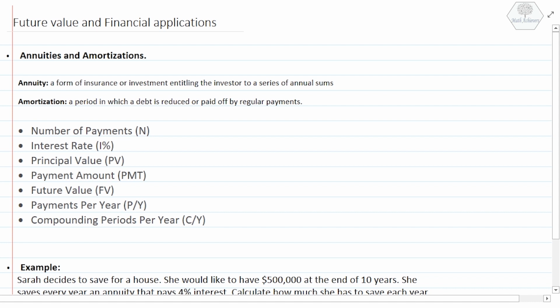The first thing that we have to know is the number of payments. The number of payments is always equal to the number of months if it is a monthly payment. Most of the questions are monthly payments.